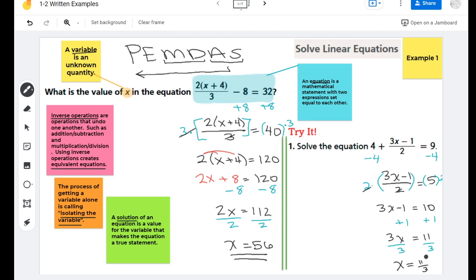Now notice my solution here. I have x is 11/3. So that's a little bit startling for folks because we're not used to seeing fractions as our answers. Now understand 11/3 is the correct answer here, and I do not want to convert it to decimals. Okay, if I take out my handy dandy calculator and do 11 divided by 3, I get 3.6 with the 6 repeating. So the most correct answer is this fraction here.